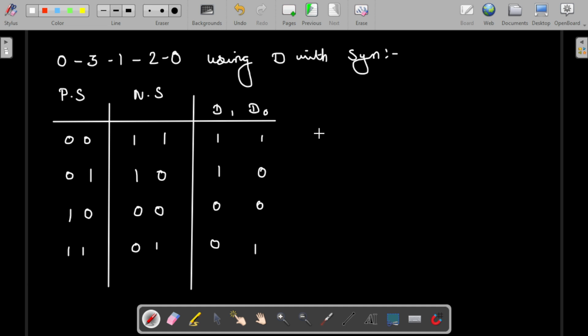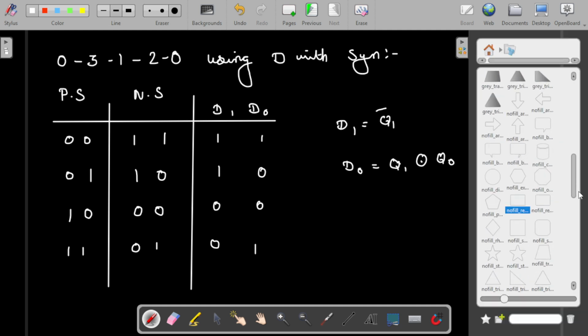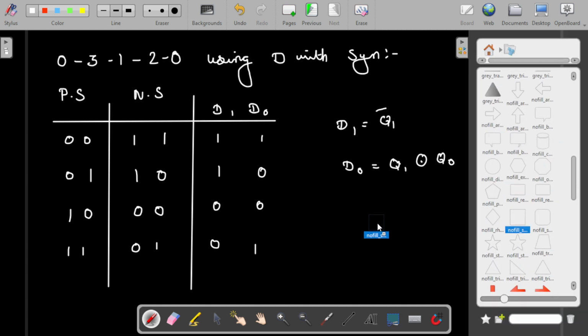Okay, so if we use the K map and design, D1's equation will be Q1 bar and D0's equation will be XOR of Q1 and Q0. So XOR of Q1 and Q0. Okay, so if we connect this, we will be able to get the counter. So let me design that also here. It will be very easy, right?